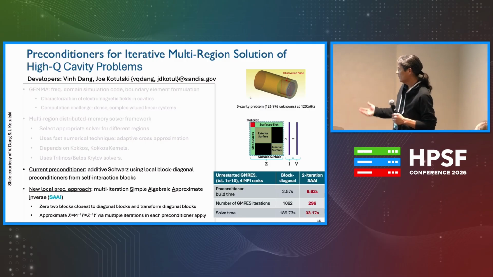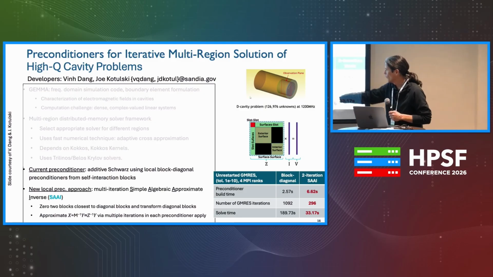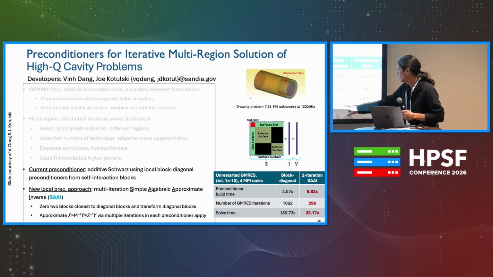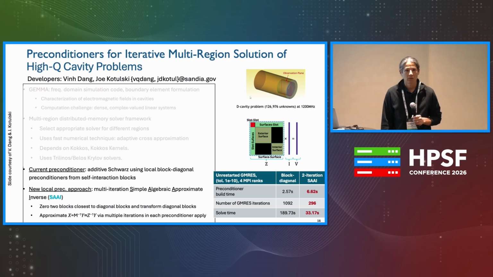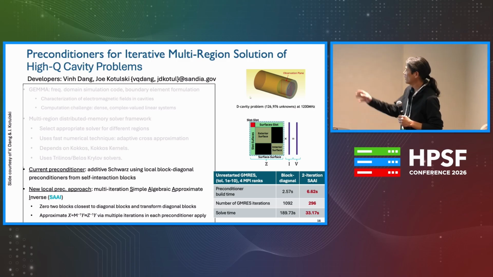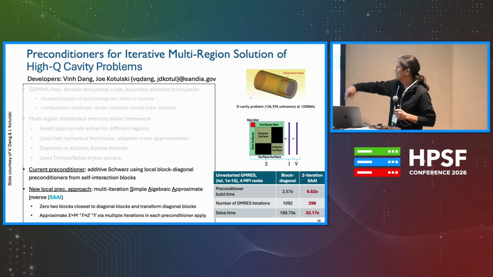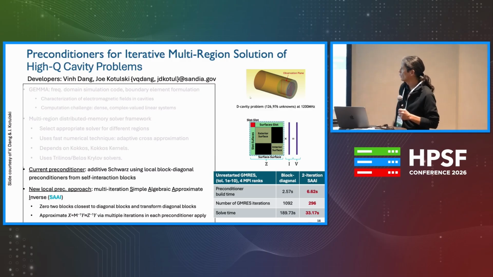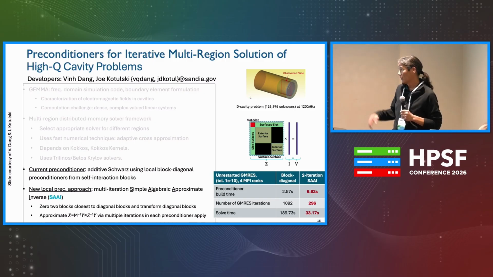And the impact is given here in this chart, and it's actually pretty dramatic, right? If you look at the overall solve time, they go from, I think it's about a factor of 6 here, between the block diagonal preconditioner and this SAAI preconditioner with 2 inner iterations. That's some really nice work. And as I understand it, they're still exploring this on larger simulations.